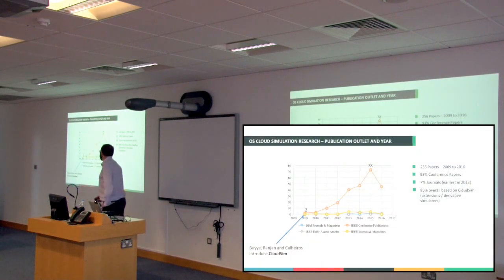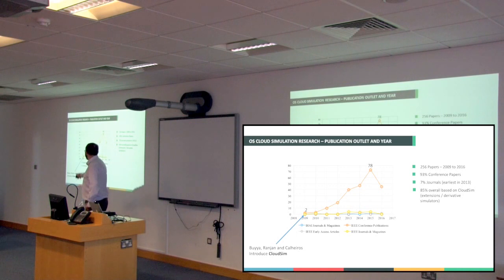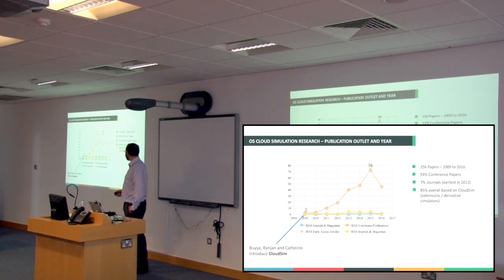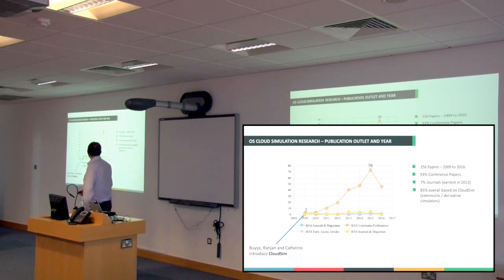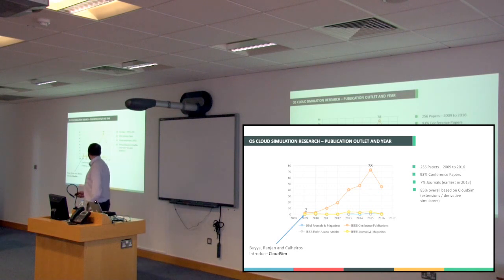You can see in 2009, the first version of CloudSim was published academically. There were 2 papers published at the time, one of them on CloudSim. Since then, there's been an increase in publications right up to 2015, where 78 publications were identified in IEEE Xplore. 93% of these overall were conference papers, 7% journals. We're expecting a ramp up in journals in the future. The first journal was published in 2013, 4 years after the first conference paper. 85% of the papers overall were based on CloudSim, so CloudSim is by far the most common tool in this space.